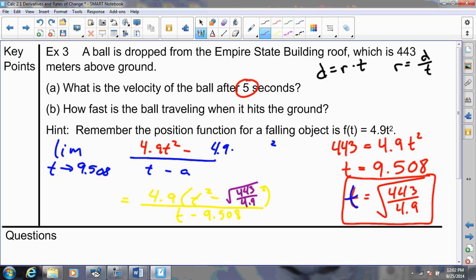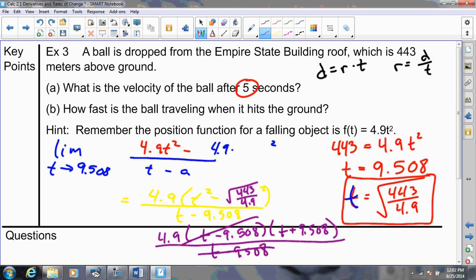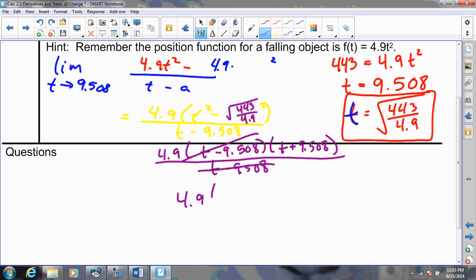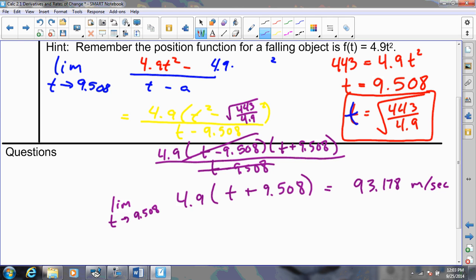The square root is that part, so when we split these pieces, we have our factored form: 4.9 times t minus 9.508, t plus 9.508, over t minus 9.508. They still cancel, and what we wind up with is 4.9 times t plus 9.508, and then we're taking the limit as t is approaching that. So we'll plug it in: 9.508 times 2 times 4.9. That's 93.178 meters per second, and that's what we wind up with.